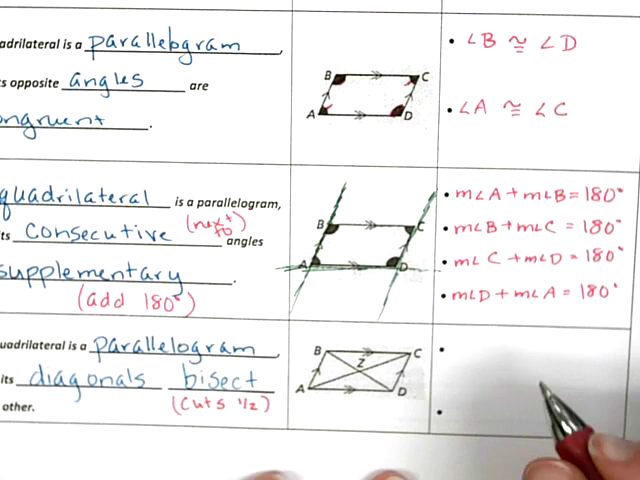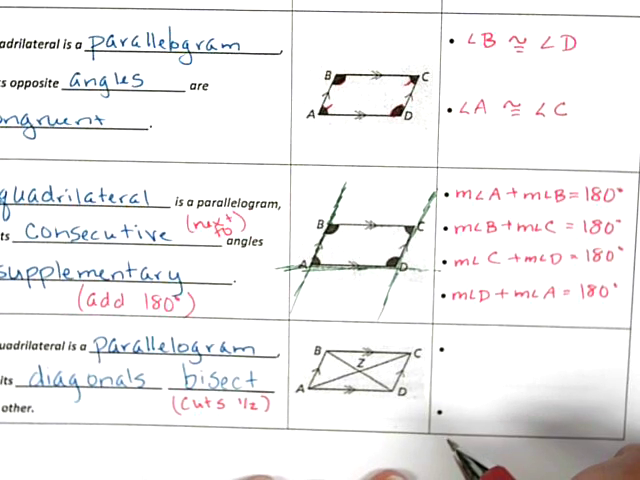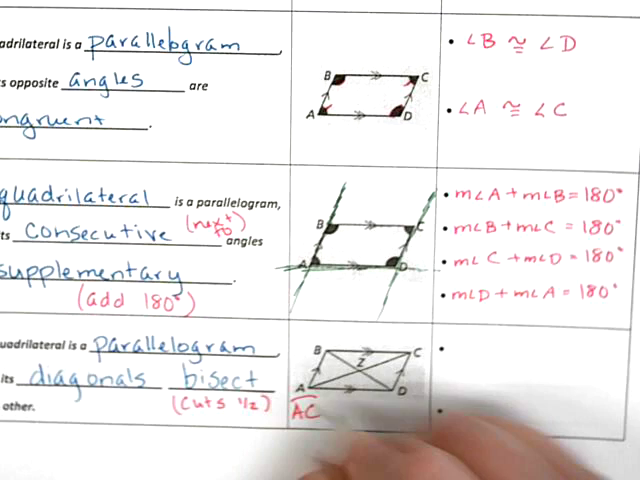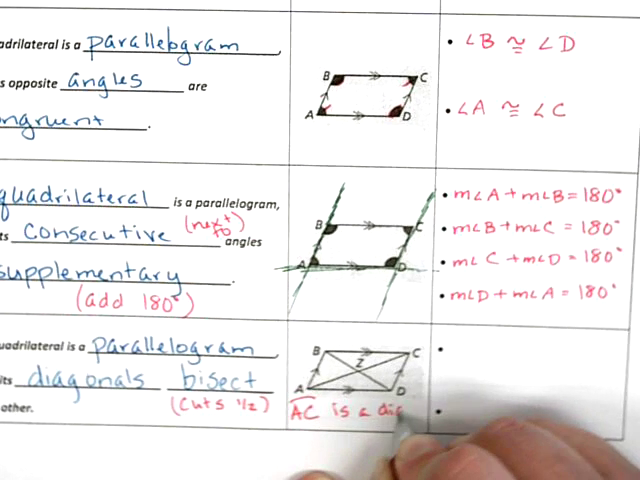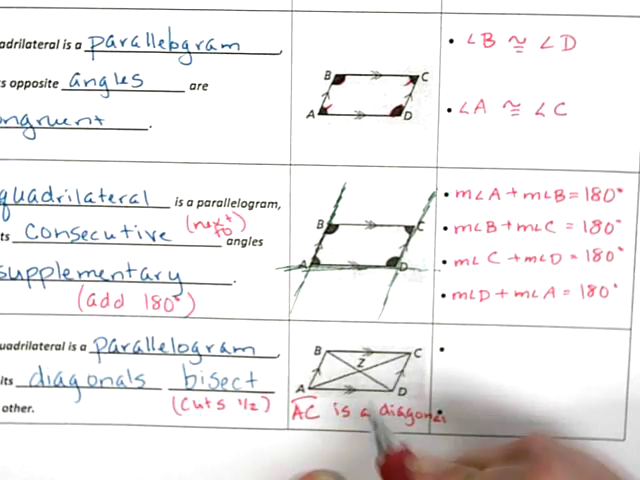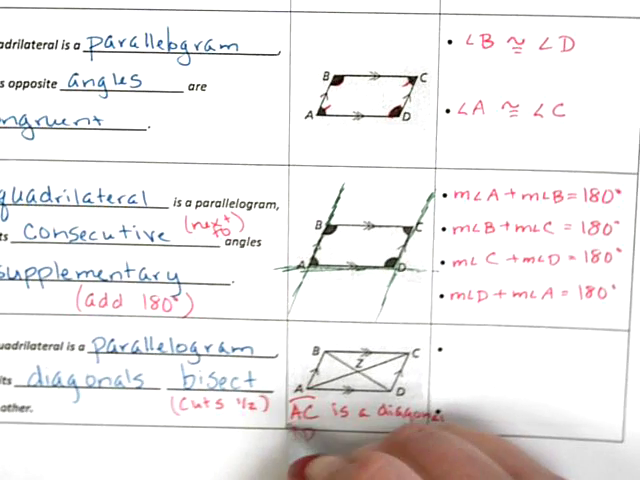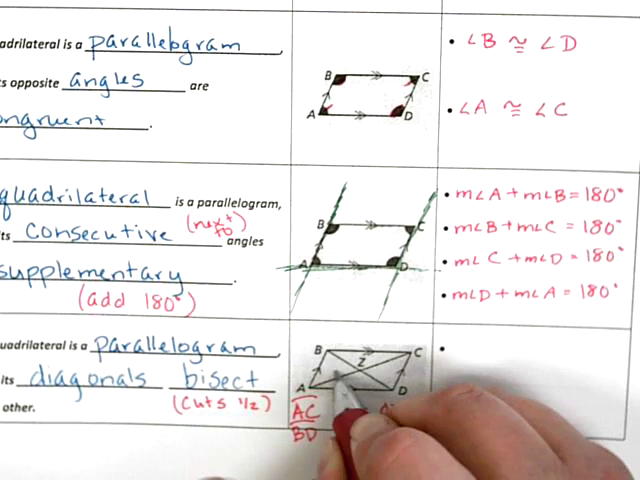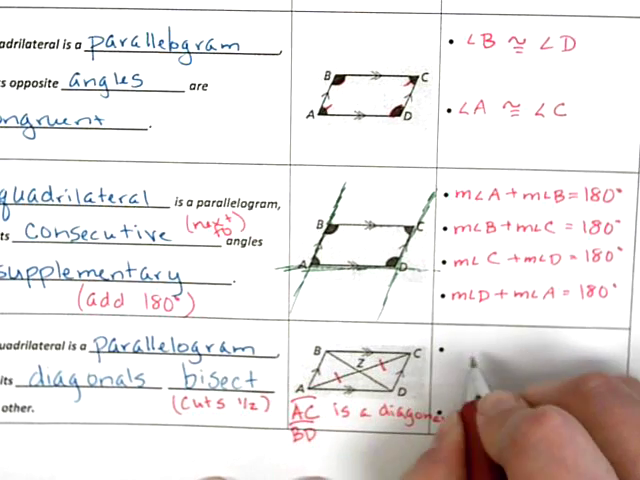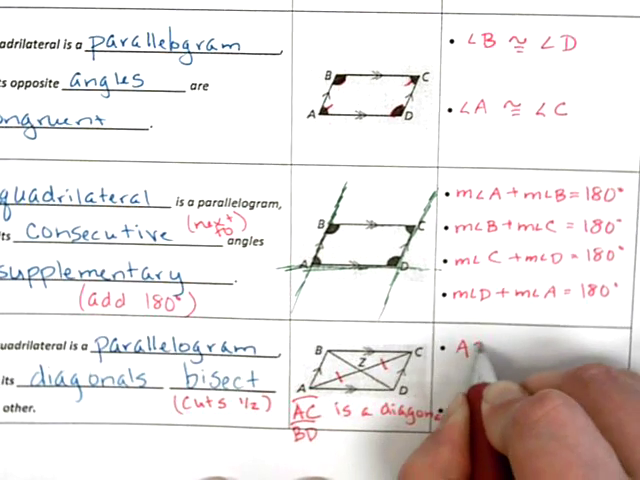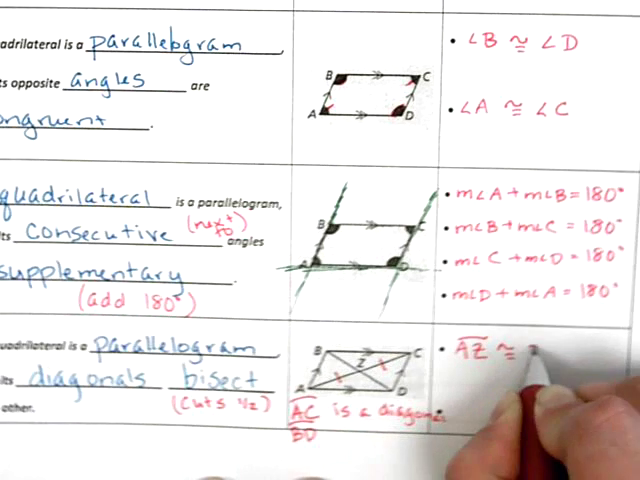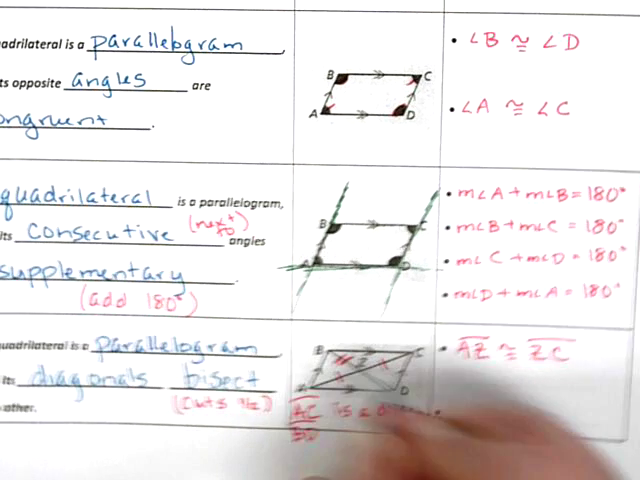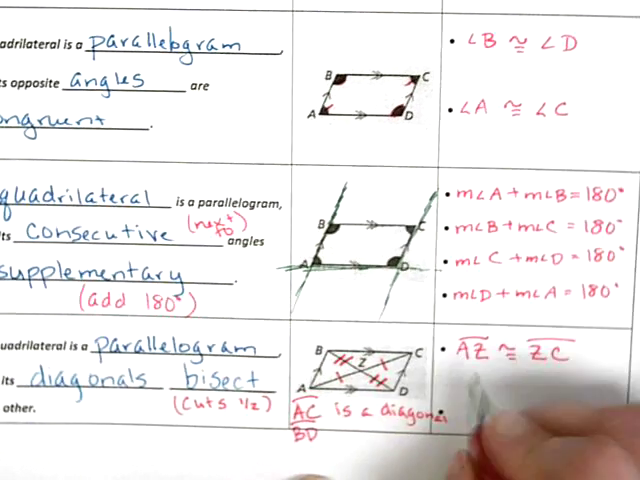Okay, diagonals go from one vertex to a non-consecutive vertex, which means AC is a diagonal. And it also means that BD is the other diagonal. Okay, so they are bisecting each other. That means then that AZ is congruent to ZC, and it means that BZ is congruent to ZD.